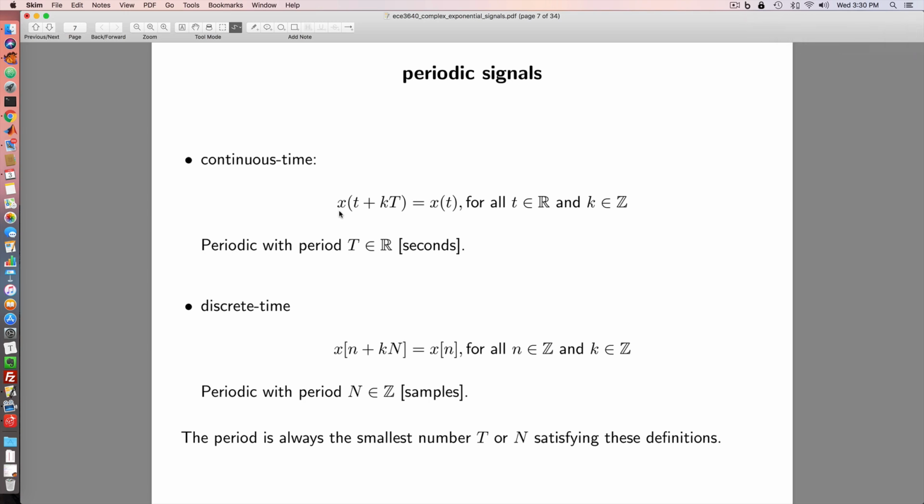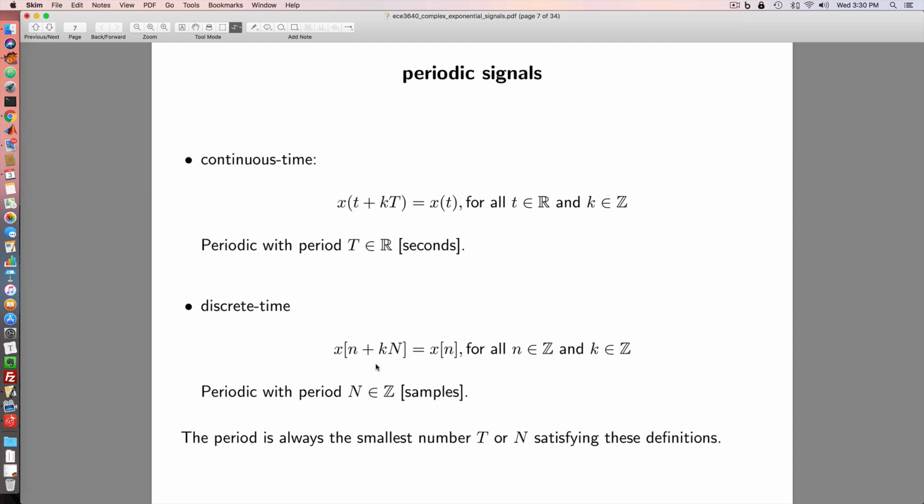A signal is periodic if you can shift it by an integer multiple of this number T, called the period, and get the same function back. So this periodicity expression has to hold for all t. In other words, you have to have the same function regardless of the shift in the number of periods. And that's what it means to be periodic in continuous time.